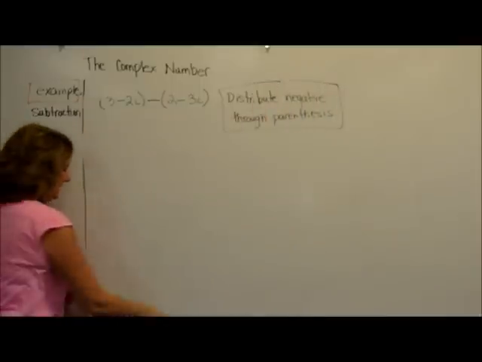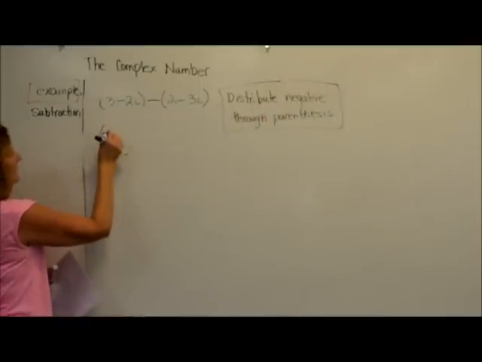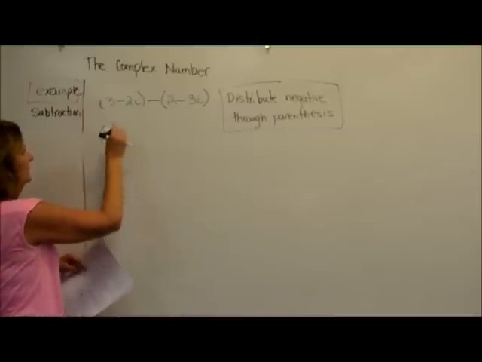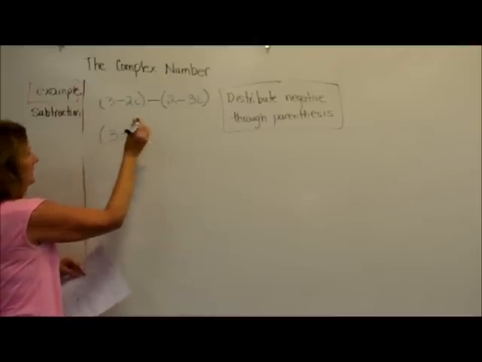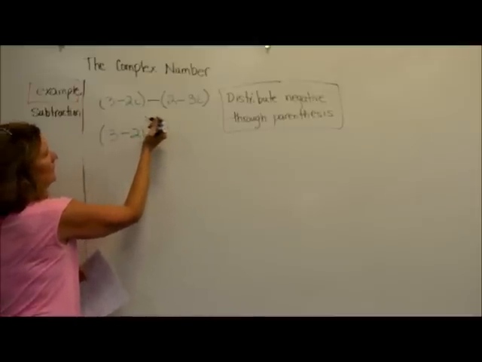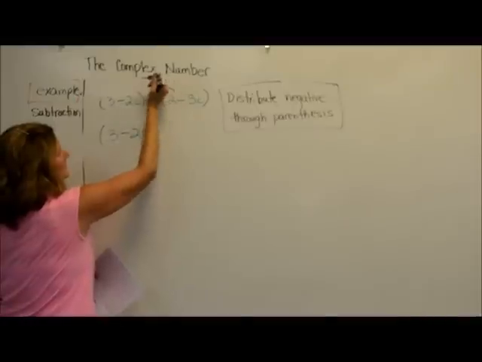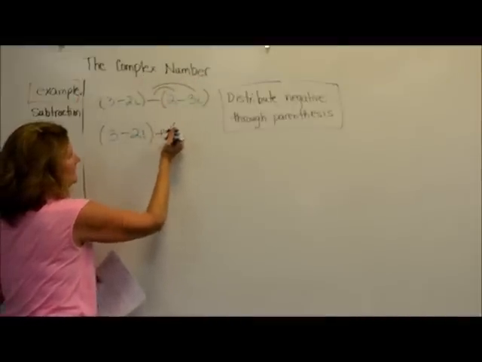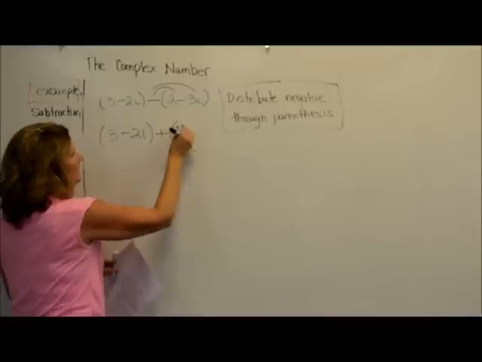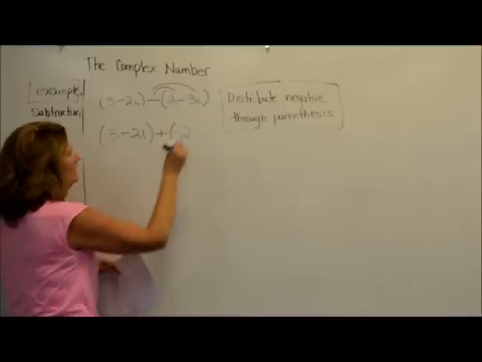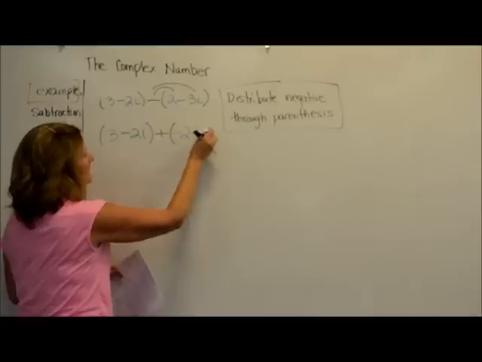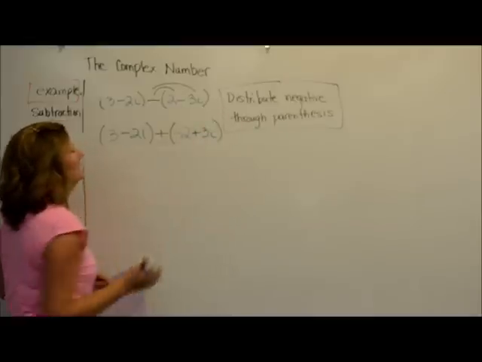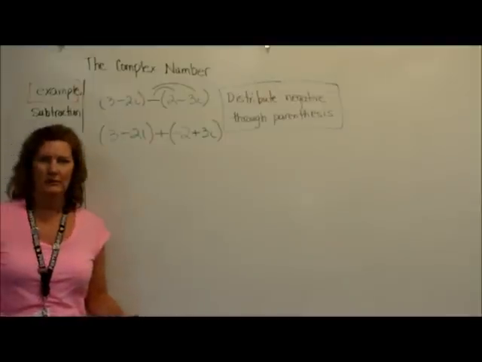Okay, so what I'm going to end up with then is 3 minus 2i. I'm going to distribute this through. So I'm going to have plus negative 2 plus 3i. Okay, so I distributed it through.